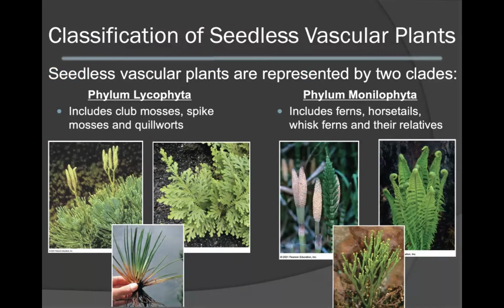Seedless vascular plants are currently represented by two clades, phylum Lycophyta, which includes club mosses, spike mosses, and quillworts, depicted to the left, and phylum Monilophyta, which includes ferns, horsetails, whisk ferns, and their relatives, depicted to the right.